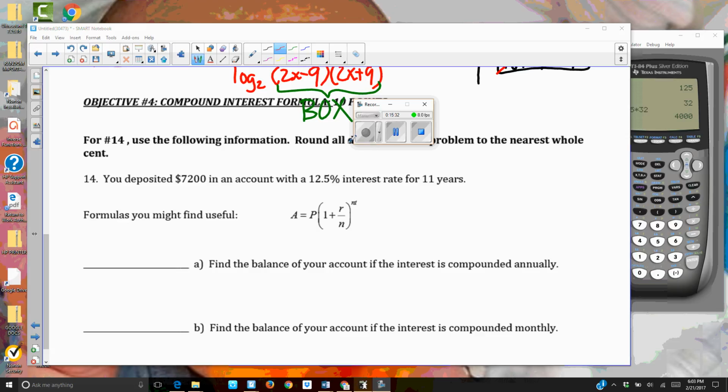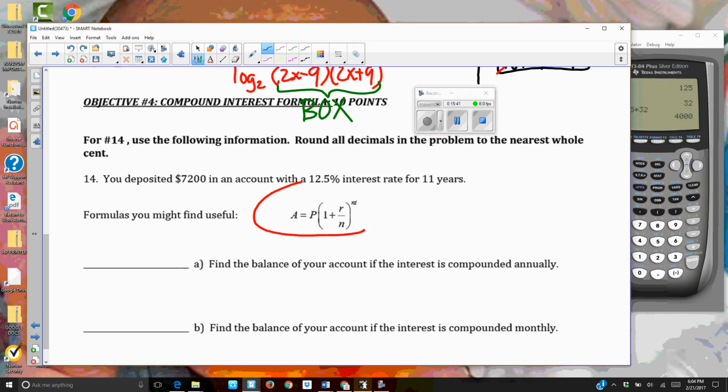All right, then finally, for this video, compound interest formula. This really is just inserting numbers into the formula that's given to you right here. So question A says, find the balance of your account if the interest is compounded annually. So a few key things here. P is the initial investment. So they're initially investing $7,200 in this problem. So that's your P variable.